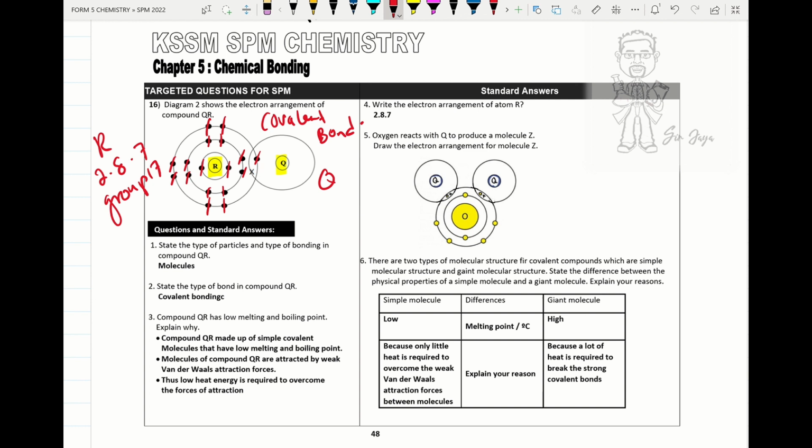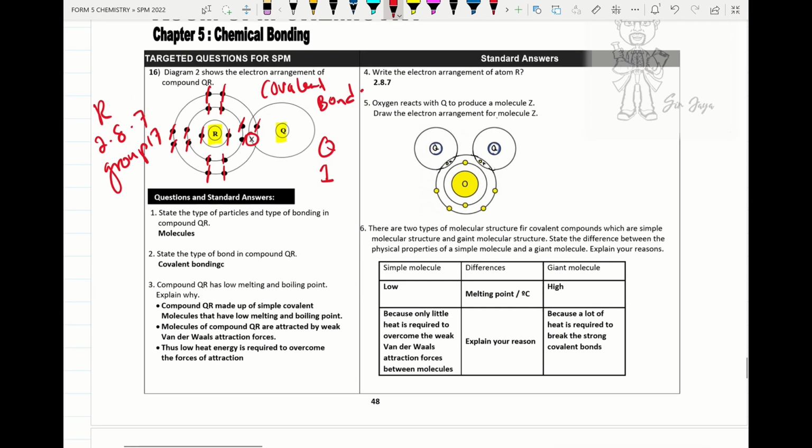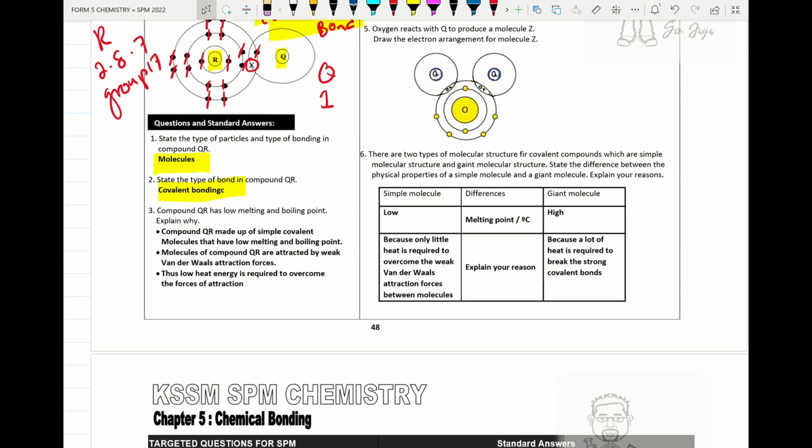Q, the electron arrangement of atom Q, it shares one electron, therefore the electron arrangement is 1. In a covalent compound, please remember the type of particles present is molecule, and the type of bonding is covalent bonding. Compound QR has low melting point and boiling point. Please remember covalent compounds have low melting and boiling point.